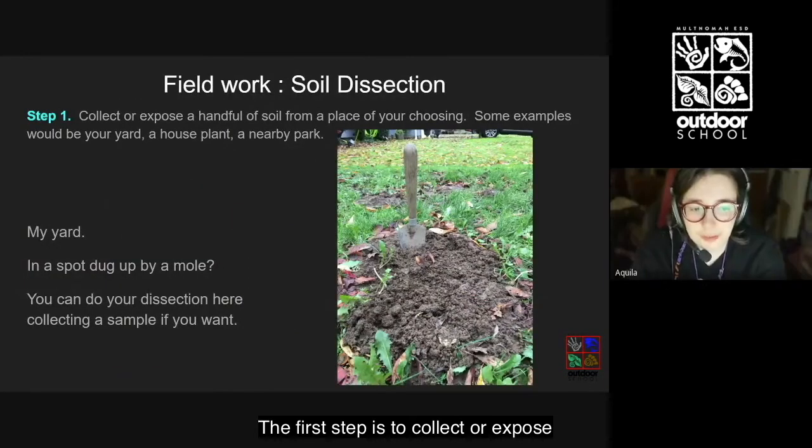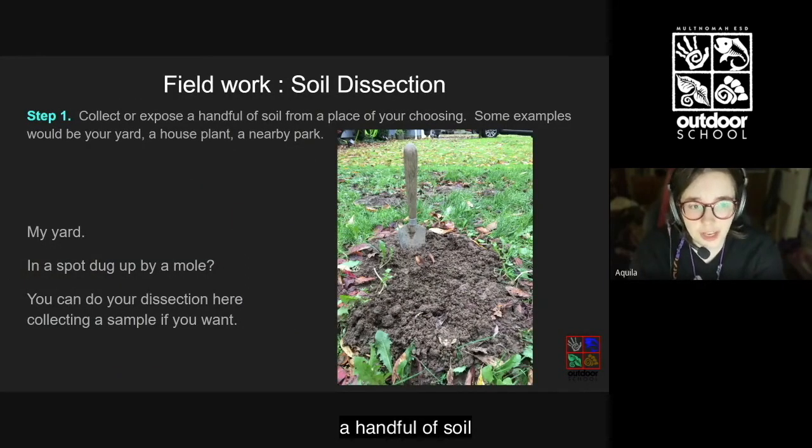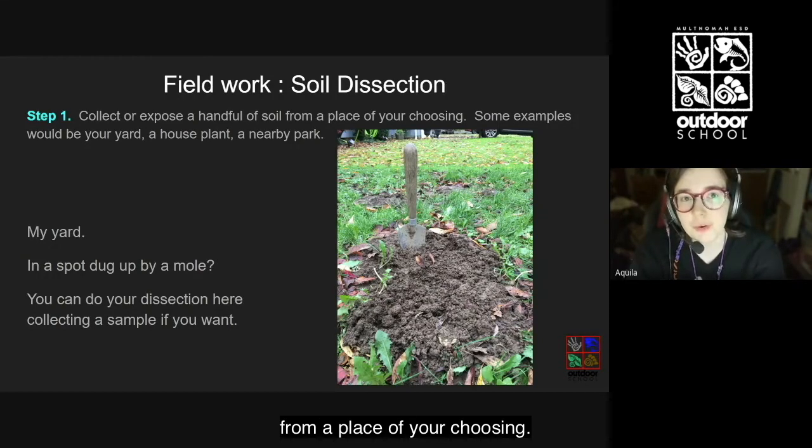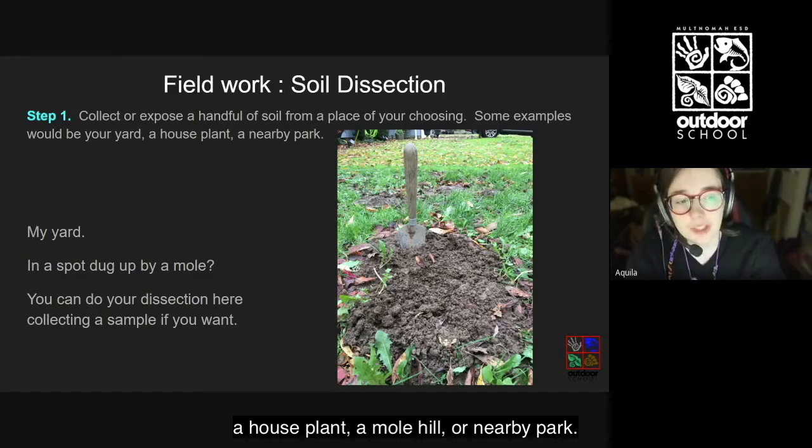The first step is to collect or expose a handful of soil from a place of your choosing. Some examples can be your yard, a house plant, a molehill, or a nearby park.